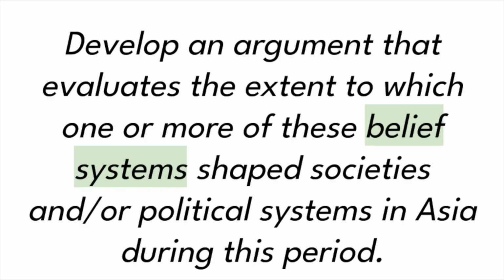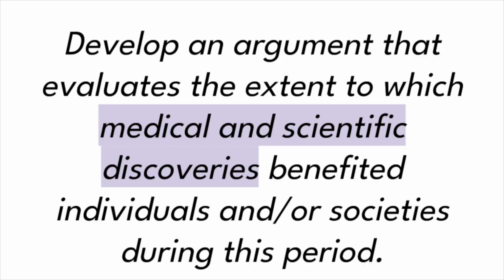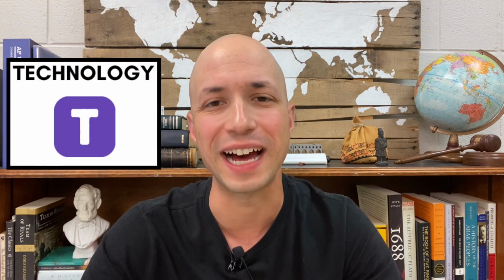Look at these simplified essay prompts from an actual AP exam. Develop an argument that evaluates the extent to which one or more of these belief systems shape societies and/or political systems in Asia during this period. This prompt is asking you specifically to write about belief systems in the culture theme. Or, another example, develop an argument that evaluates the extent to which medical and scientific discoveries benefited individuals and/or societies during this period. This prompt focuses on medical and scientific discoveries in the technology theme. The subject matter of these essays is based on the content you learned in one of the spiced tea themes.